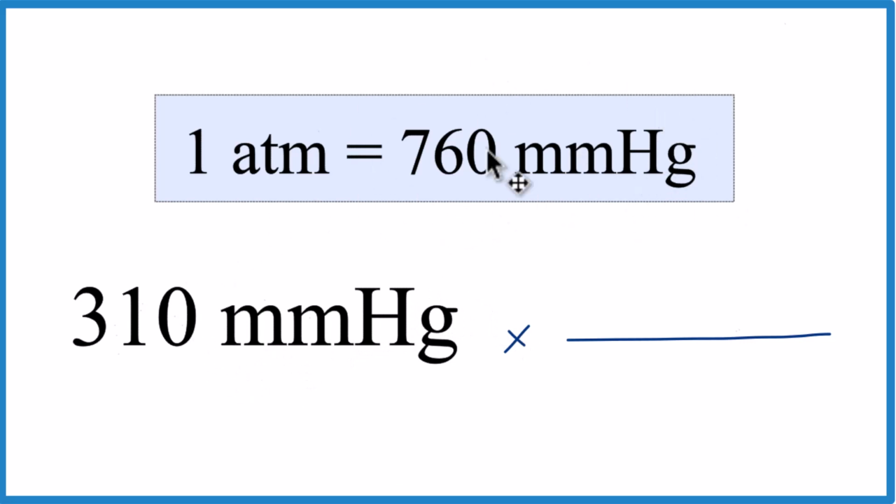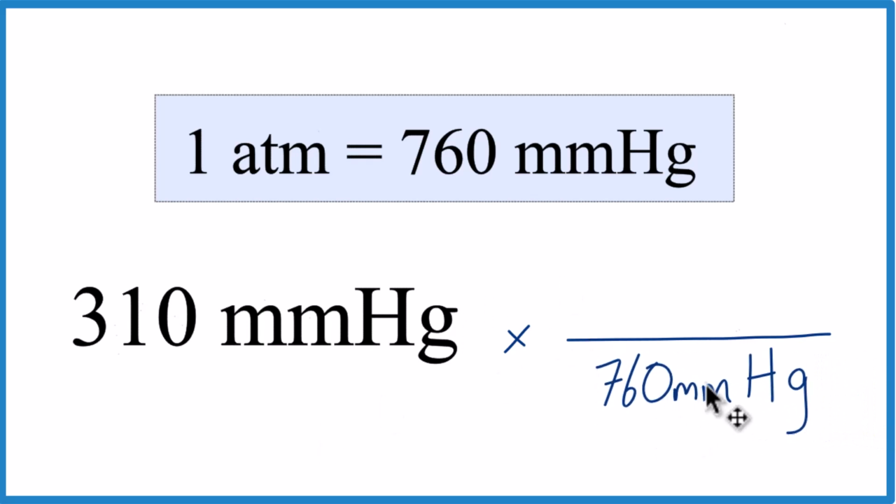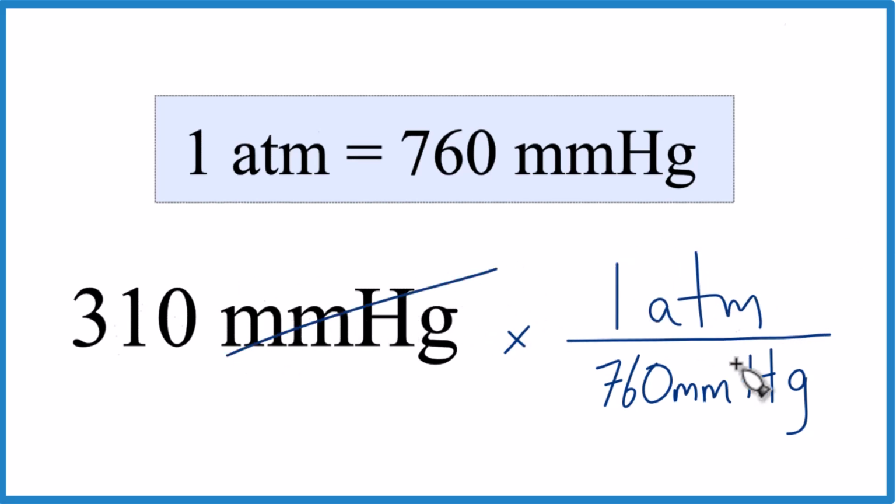So we're going to put the 760 millimeters of mercury down in the denominator. That way these will cancel out. Then the 1 atmosphere, we'll put that in the numerator. We want to end up with our final answer in atmospheres. So we multiply, and millimeters of mercury on the top and the bottom, they cancel out. We're going to be left with atmospheres.